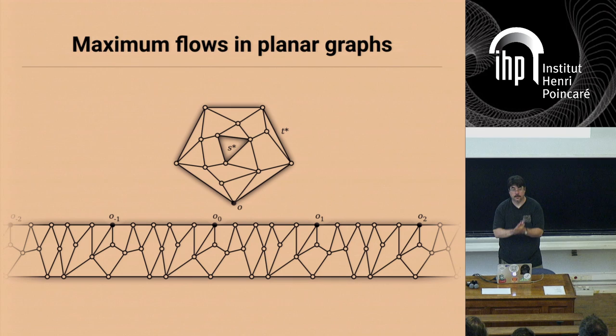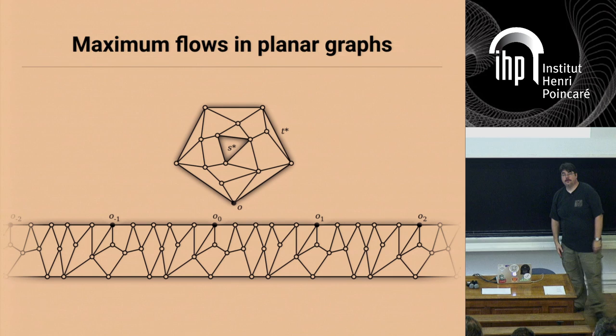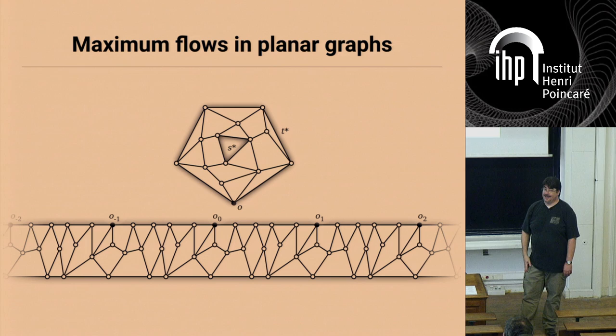Yes? I have a stupid question, but if you've got multiple shortest paths, or a shortest path and an extra shortest path, which are distinct, does it help your algorithm along? So in fact, the question is, does it help if we have multiple shortest paths? In fact, as a technical condition, the algorithms actually need to assume that shortest paths are unique.